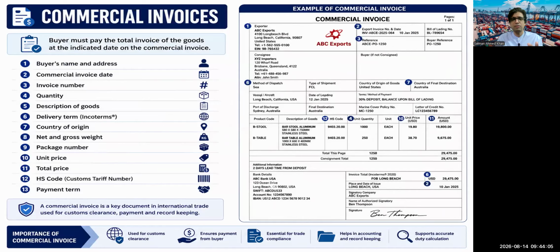Now this is the commercial invoice template, by which the buyer must pay the total invoice of the goods at the indicated date on the commercial invoice, which contains the description of the goods, delivery terms, Incoterms, country of origin, net and gross weight, packaging number, unit price, total price, HS code, and the payment terms.